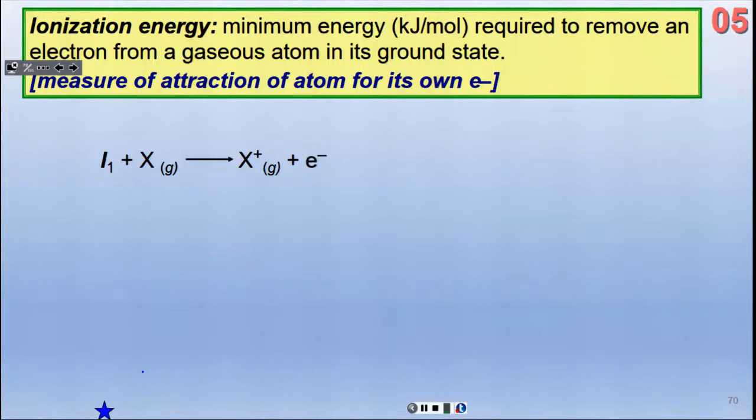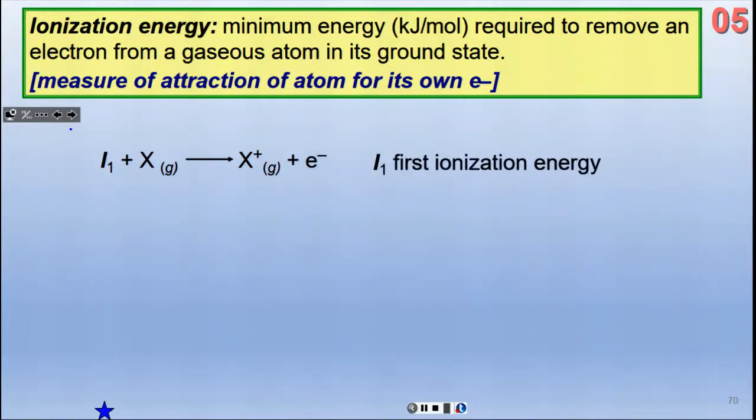Okay, so let's keep thinking about this and make some sense of it. The ionization energy definition, again, is the minimum energy required to remove an electron from a gaseous atom in the ground state. In other words, it's a measure of attraction of an atom for its own electron. So the first ionization energy, you take that amount of energy, I1, add it to X, and you make X into a cation in the gaseous state. That's what I1, the first ionization energy, is.